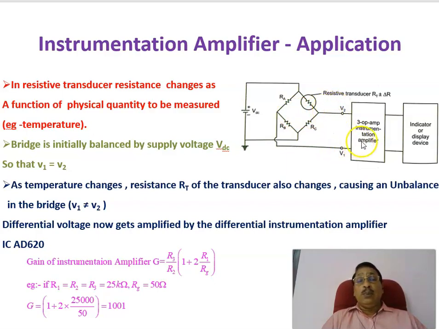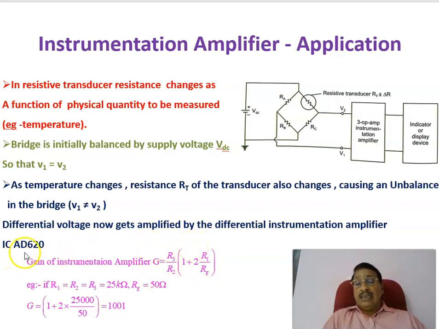which is given to the input of this instrumentation amplifier, and the differential voltage now gets amplified by the instrumentation amplifier. As I already explained, there will be 2 op-amps at the input side and 1 op-amp, a differential amplifier, at the output side. So for this 3 op-amp instrumentation amplifier, the output voltage is equal to the difference in voltage at the input into the gain of this instrumentation amplifier, which is equal to R3 by R2 into 1 plus twice R1 by RG. This is the gain of the instrumentation amplifier.